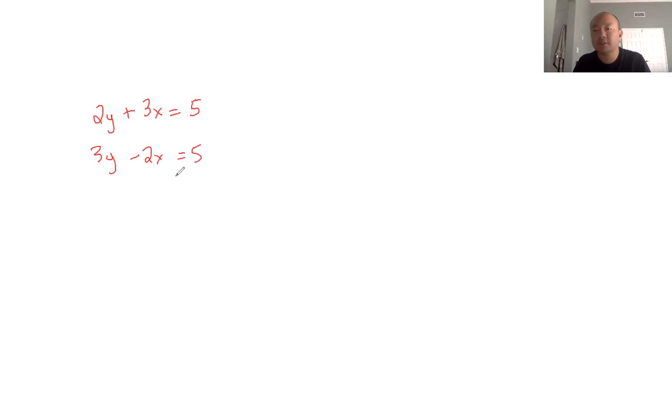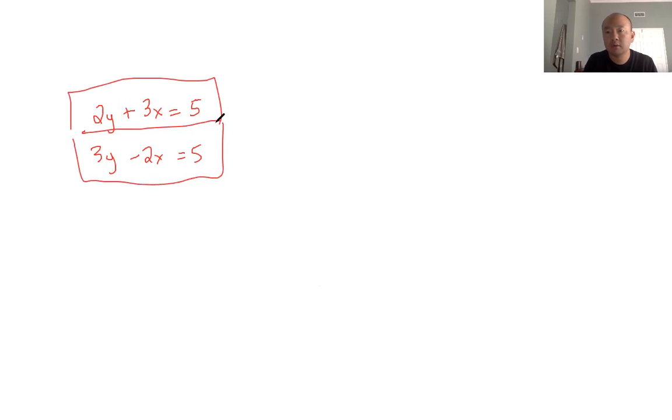Okay, and they're asking you, are these two equations parallel, perpendicular, or neither? So what do we need to do? We need to find the slope of each of these equations. Once we find the slope, we can determine whether the lines are parallel or perpendicular. If the slopes are equal to each other, they're parallel. If the slopes are negative reciprocals of each other, they're perpendicular. And if there's no connection, they're not equal and there's no negative reciprocal, then they're going to hit each other sooner or later.